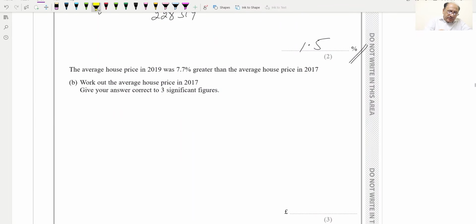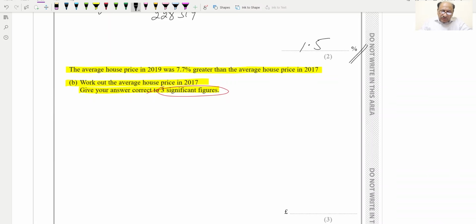Now for part B, it says the average house price in 2019 was 7.7% greater than the average house price in 2017. Work out the average house price in 2017. Give your answer correct to 3 significant figures.